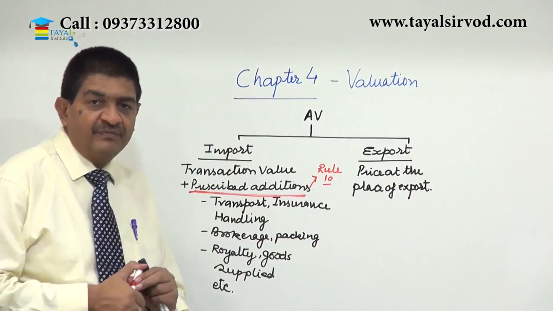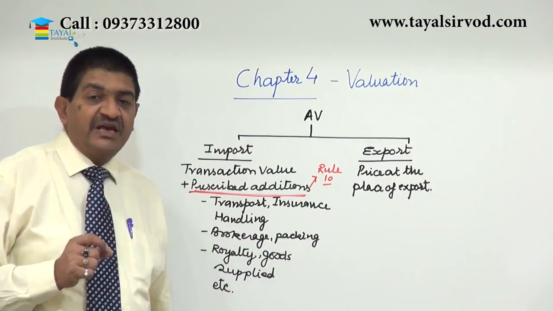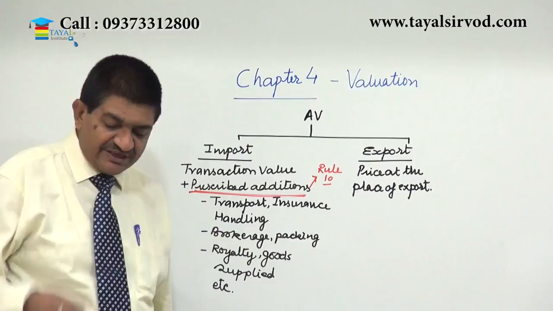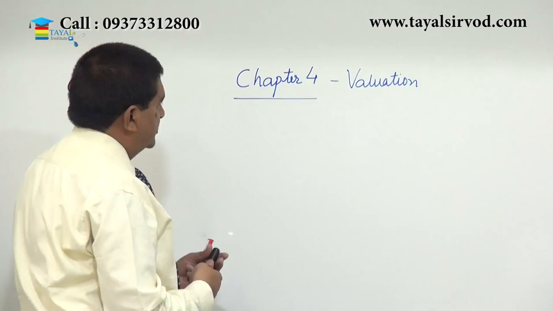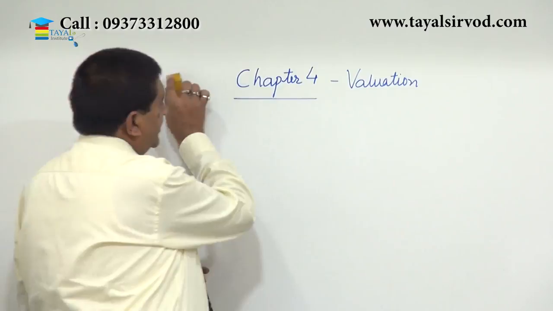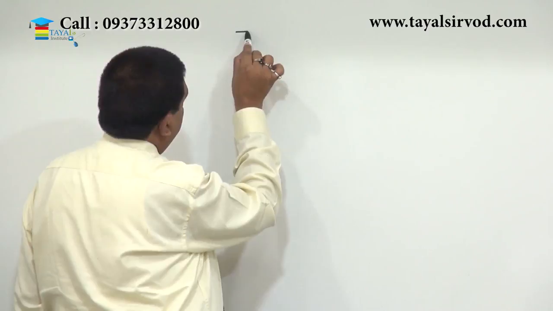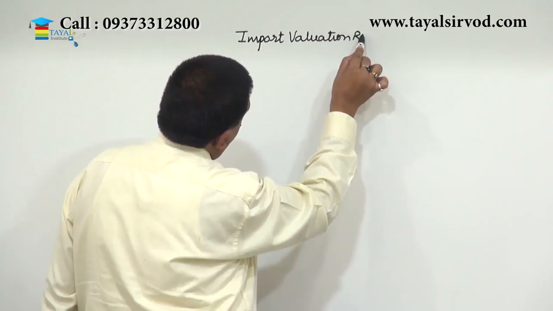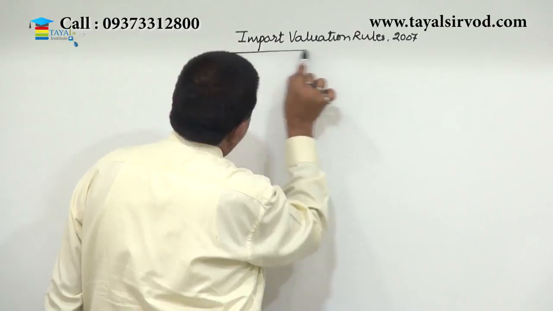Okay. So for valuation, we have import valuation rules as well as export valuation rules. But the major stress has always been on import valuation, right? So what is there in the rules? Just let me explain. So here, I will put the title, Import Valuation Rules 2007. Export Valuation Rules are also 2007, right?